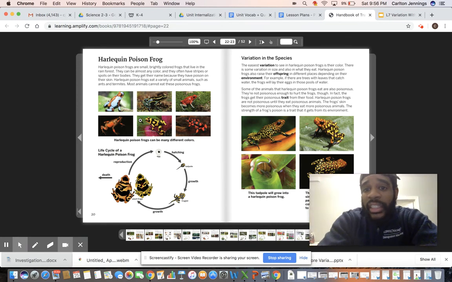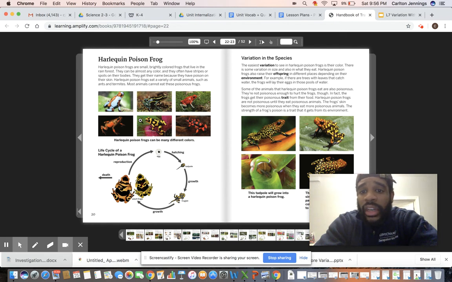The easiest variation to see in harlequin poison frogs is their color. There is some variation in size and also in what they eat. Harlequin poison frogs also raise their offspring in different places depending on their environment. For example, if there are trees with leaves that catch water, the frogs will lay their eggs in these pools of water.